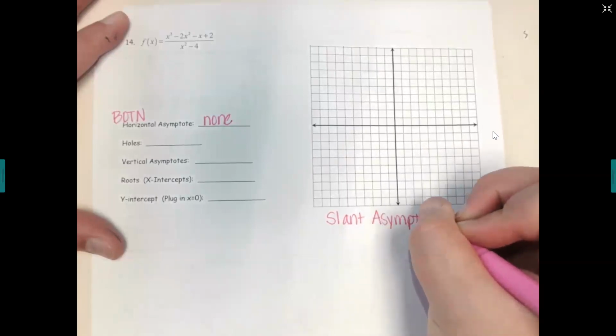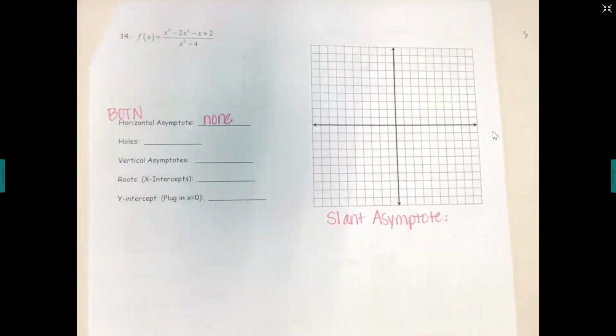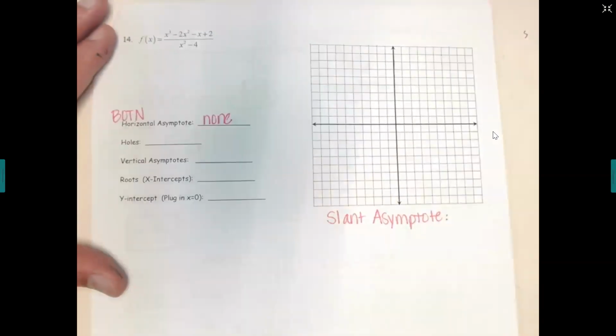And then we're gonna review how to find that. Okay, it does not have a horizontal, but it does have a slant. Okay, and we'll find that at the very end. But I'm gonna write slant asymptote so that we don't forget to find it later. Okay, all the other features you have to factor for.